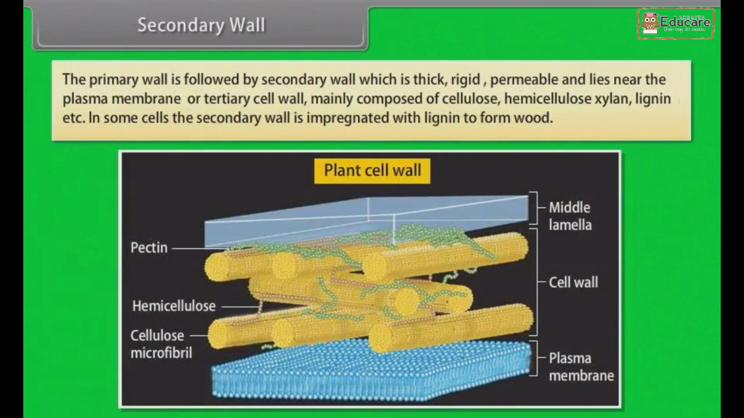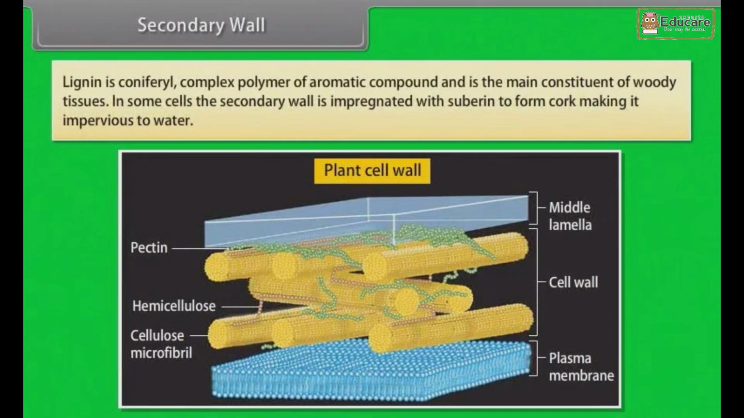Secondary wall. The primary wall is followed by secondary wall, which is thick, rigid, permeable and lies near the plasma membrane or tertiary cell wall, mainly composed of cellulose, hemicellulose, xylan, lignin, etc. In some cells, the secondary wall is impregnated with the lignin to form wood. Lignin is a complex polymer of aromatic compound and is the main constituent of woody tissues. In some cells, the secondary wall is impregnated with suberin to form cork, making it impervious to water.